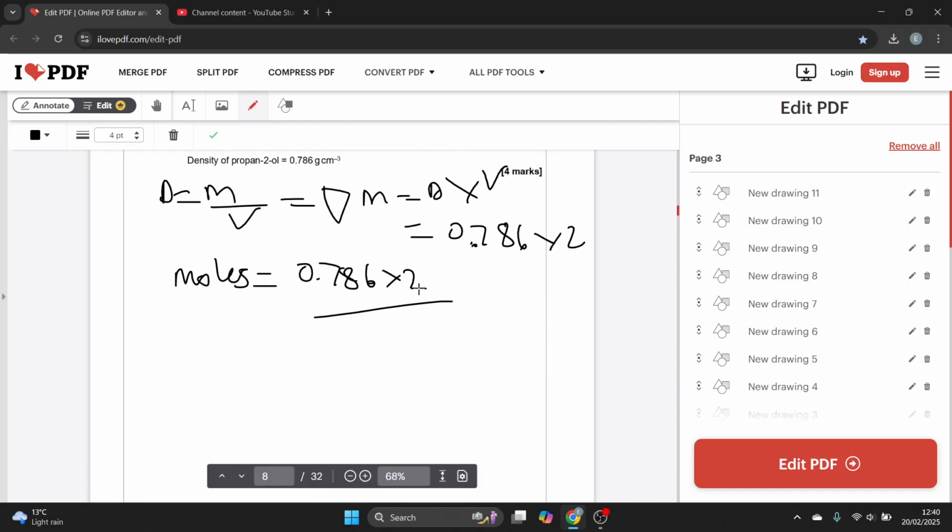So find out the mass by using that. Find out the moles, 1-to-1 mole ratio, therefore the mass of propanone expected, the theoretical yield, times by the Mr, and yeah.